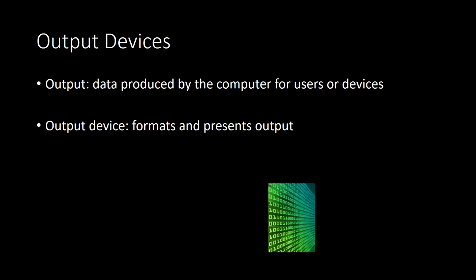The technical definition for an output device is data produced by the computer for users or devices. But as a user, from that perspective, it is anything that you see on a screen, anything that you print out on your printer, anything that is in a readable format that you can see is an output device.